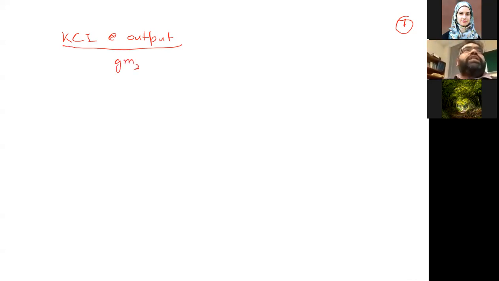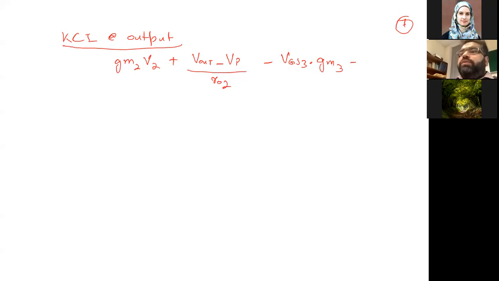So it's going to be from the down, if you see, the current which is entering is ultimately GM2 V2, plus V out minus VP. Might be this is what you are asking. VP is the same like a virtual ground, not virtual ground, it is the P potential. So V out divided by RO2, which is here, and then minus VGS3, again we can write it in the form of GM3, equal to 0. So that's the relation which we got.